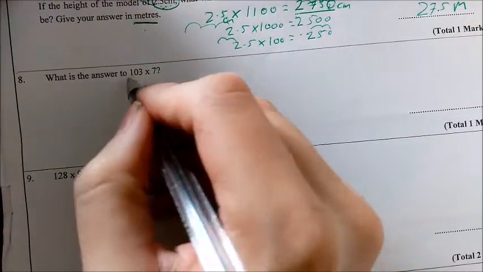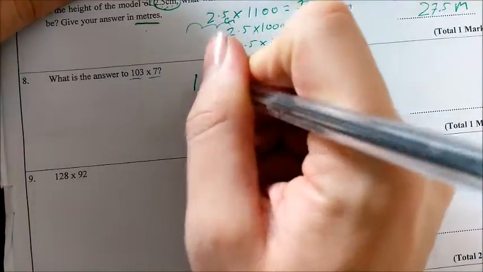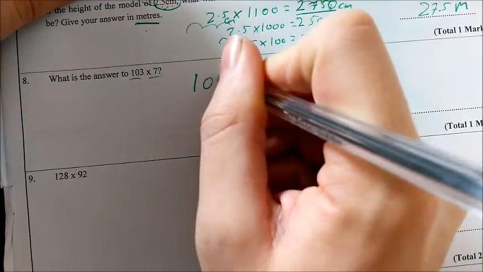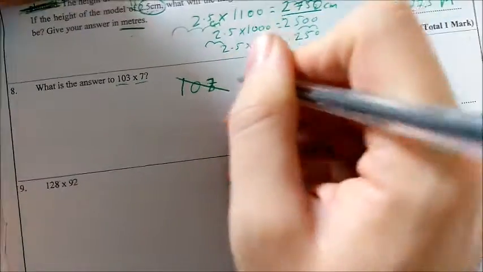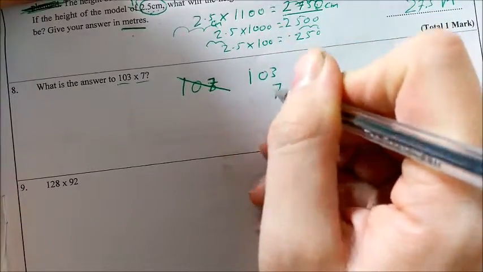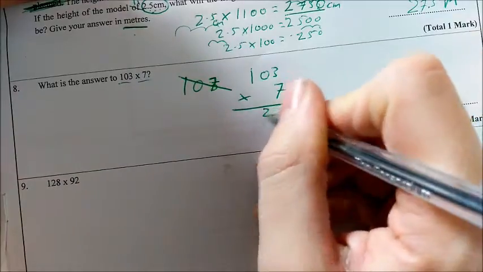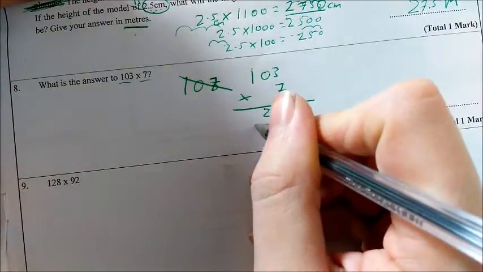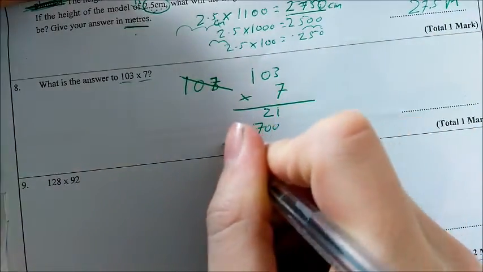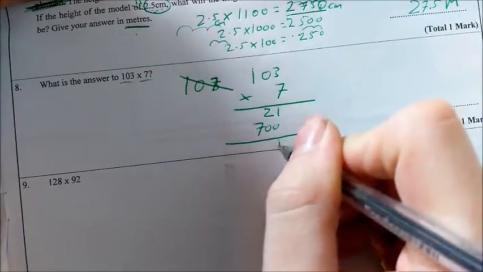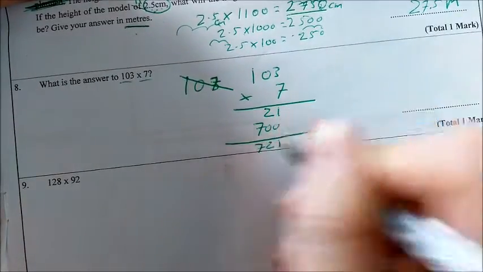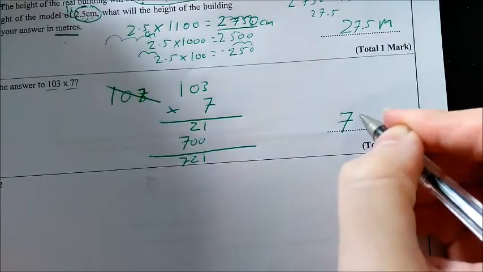Next one. What is the answer to 103 times 7? So I'm just going to write out my multiplication. As you can see, I've already written it wrong. Let's put it correctly. 103, 7 times. So I do 7 times 3, which is 21. 7 times 100, which is 700. I'm going to add those together. 721. It's quite a nice one, this one.